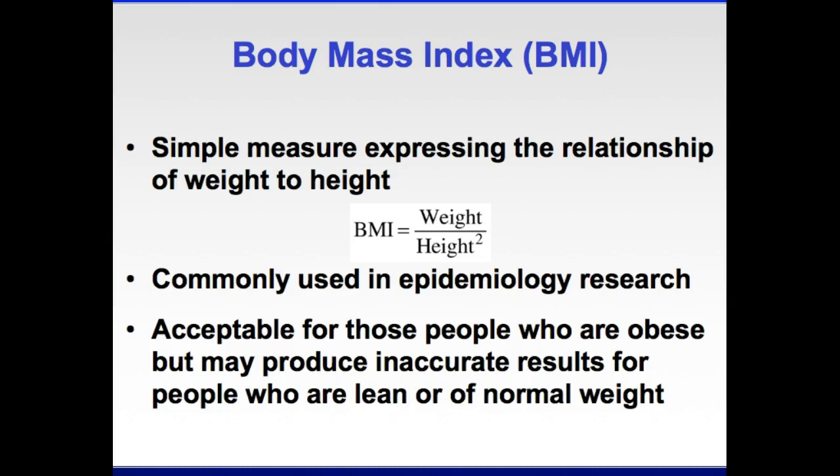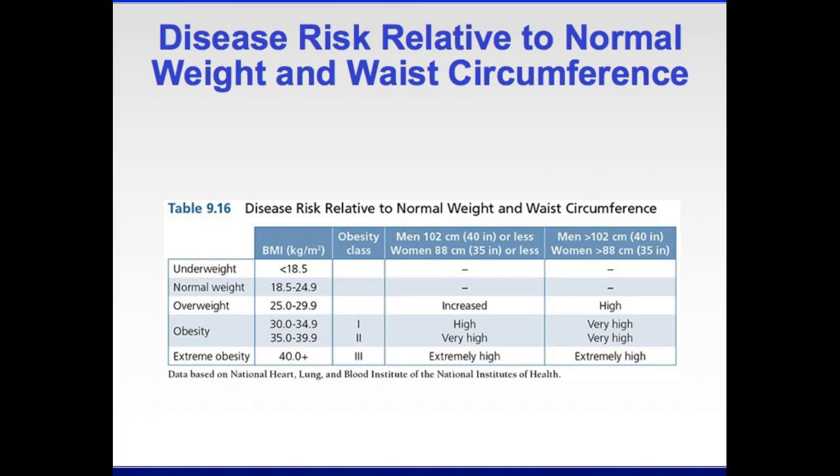BMI is a simple measurement expressing the relationship of weight to height. So your BMI equals weight over height. It's commonly used in epidemiology research and acceptable for people who are obese, but may produce inaccurate results for people who are lean or of normal weight. Disease risk relative to normal weight and waist circumference.